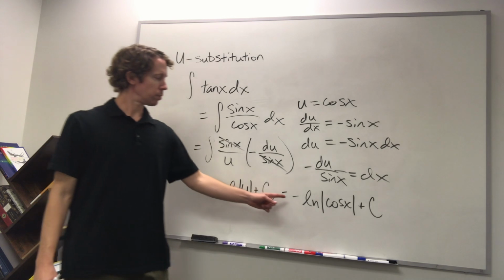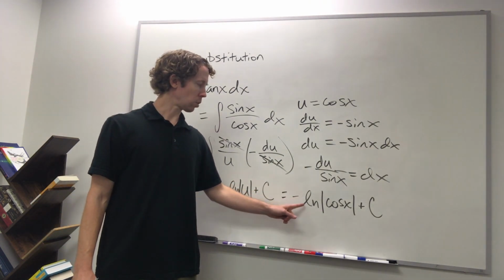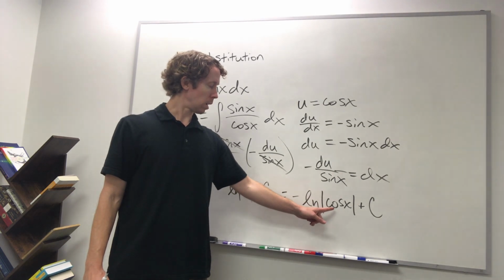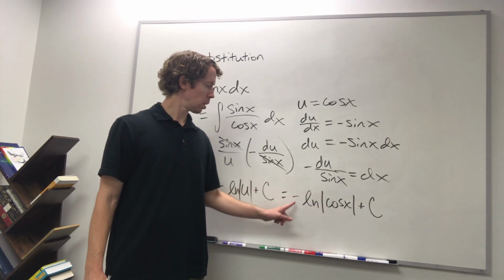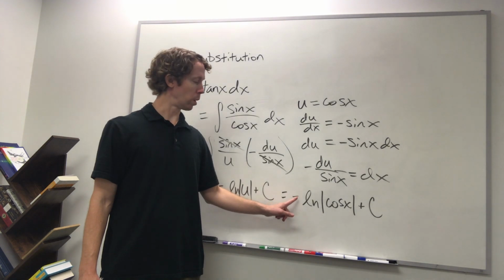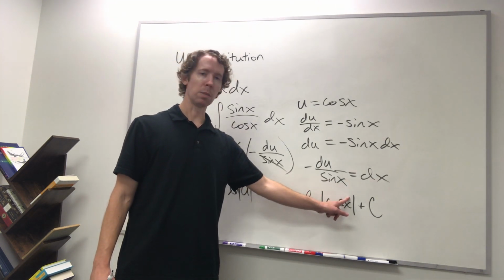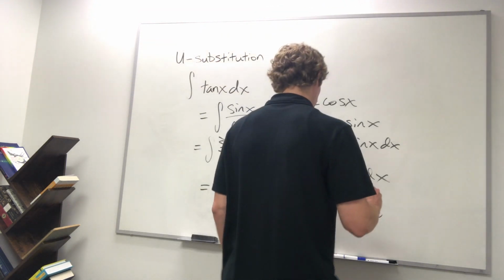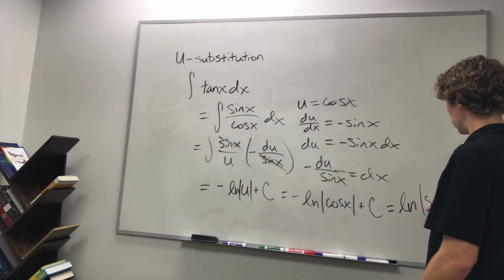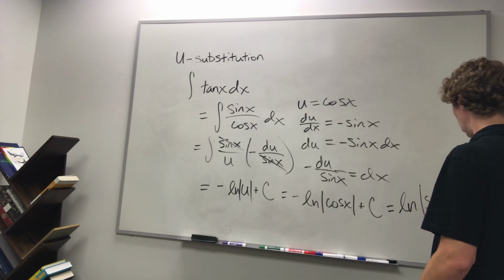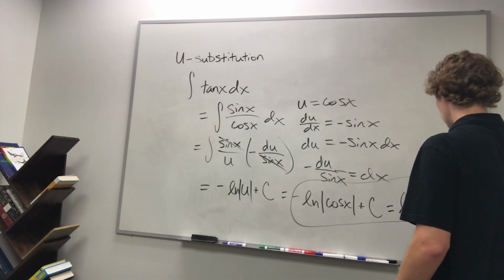And then sometimes you'll see this solution written as natural log of the absolute value of secant. Because of the power rule with logarithms, you can bring this negative 1 as a power on cosine. So this could be written natural log absolute value of 1 over cosine x. Either one of those is good.